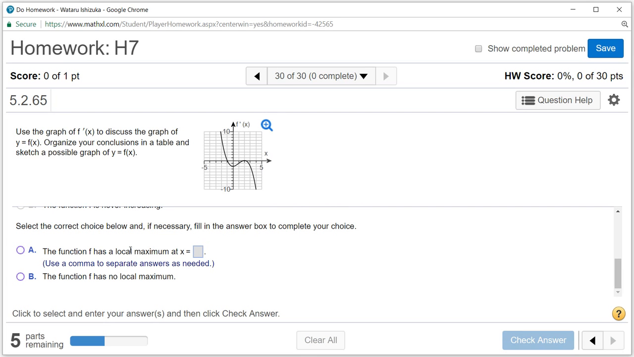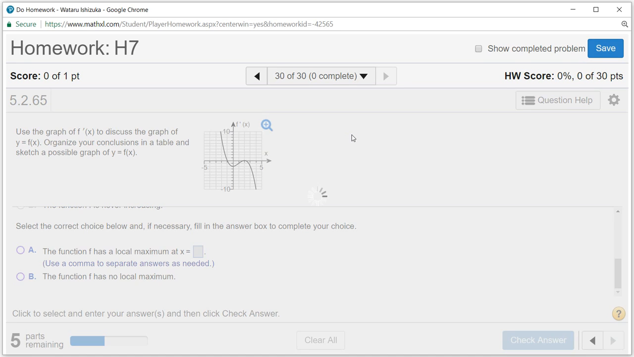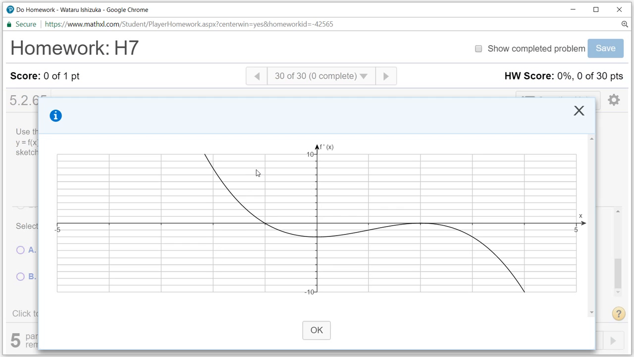The function has a local maximum at, okay, so we want to find a local maximum, which means that increasing turns into decreasing. First look for where the derivative equals 0, so we look for a critical number. In this case, the critical numbers are -1 and 2. At -1, the derivative turns from positive to negative.